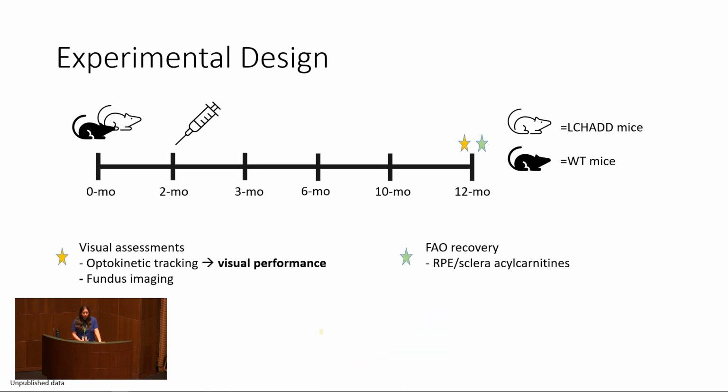And so this was one that we were very interested in. We wanted to test this in our mice to see if it could be a potential treatment. And so we injected 2-month wild type and LCHADD mice with a functional copy of the HADHA gene, specifically targeting the RPE cells. And then at 12 months, we looked to see, did it prevent the mice from losing their vision? And did it prevent RPE degeneration? And then also, was it able to restore fatty acid oxidation in those cells?